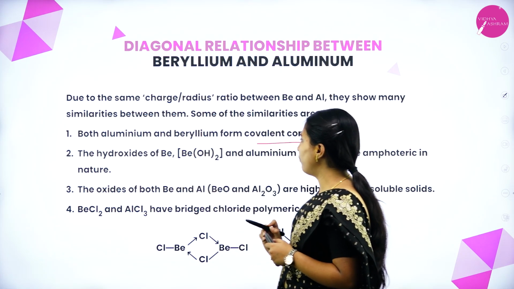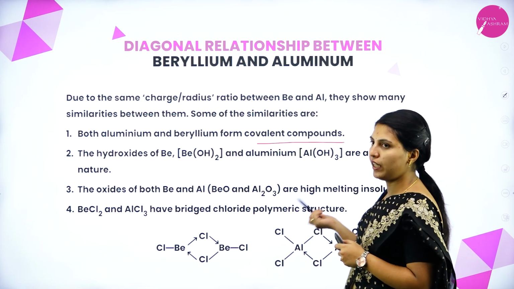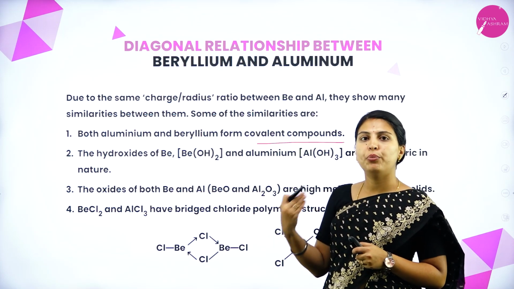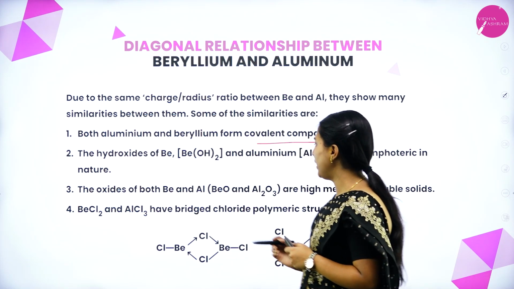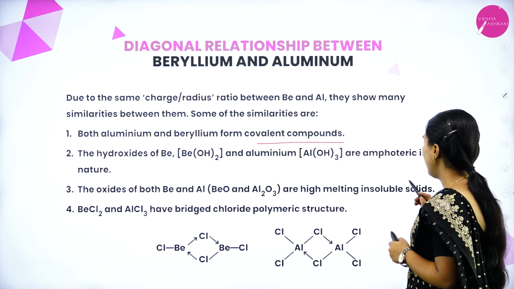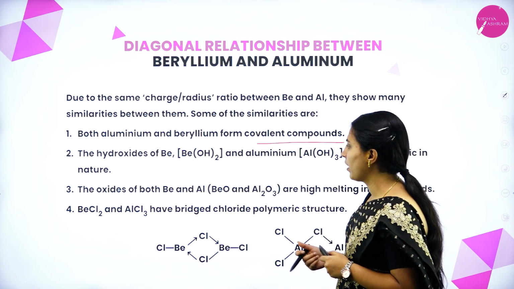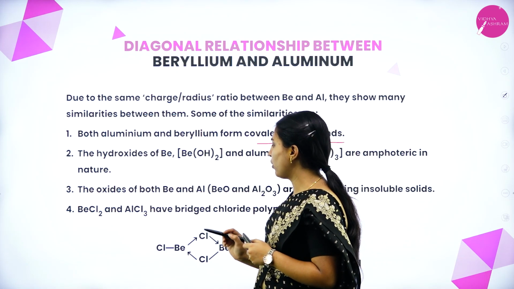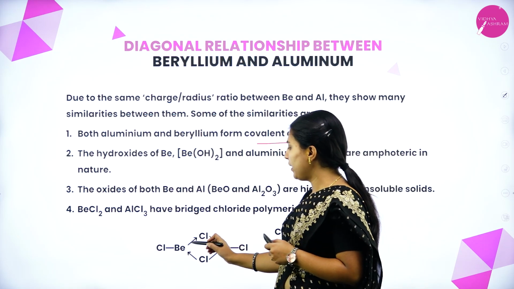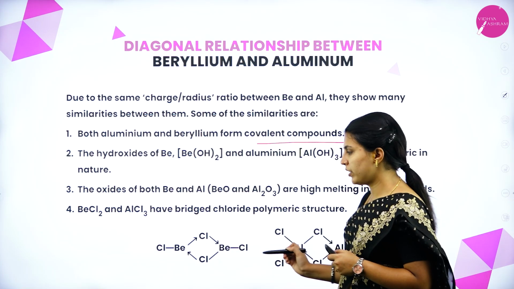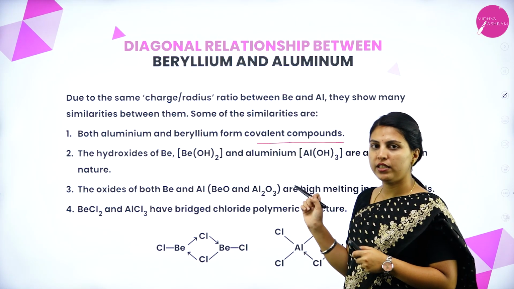The hydroxides of beryllium and aluminium, like beryllium hydroxide and aluminium hydroxide, are amphoteric in nature, means it acts as both acidic and basic. The oxides of both beryllium and aluminium are high melting, insoluble solids. They don't melt very easily. Beryllium chloride and aluminium chloride have bridge chloride polymeric structure. See here, beryllium chloride will also have a bridge structure and aluminium chloride will also have a polymeric bridge structure.